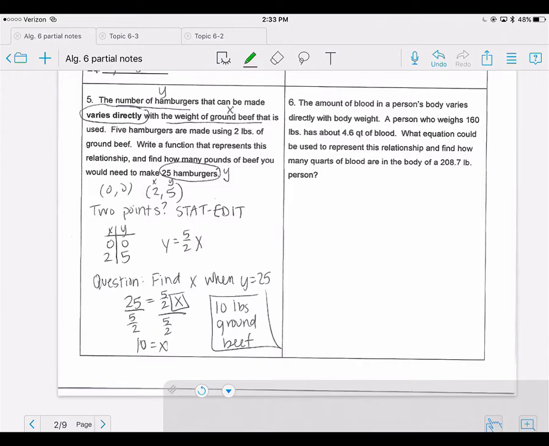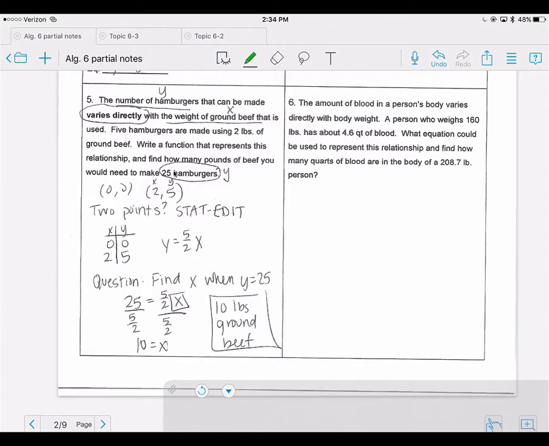So they tell us that the number of hamburgers varies with the weight. Whatever varies directly is like a dependent. When we wrote dependency statements like y depends on x, y varies directly with x. So whatever varies directly is going to be your y, and whatever it varies with will be x.